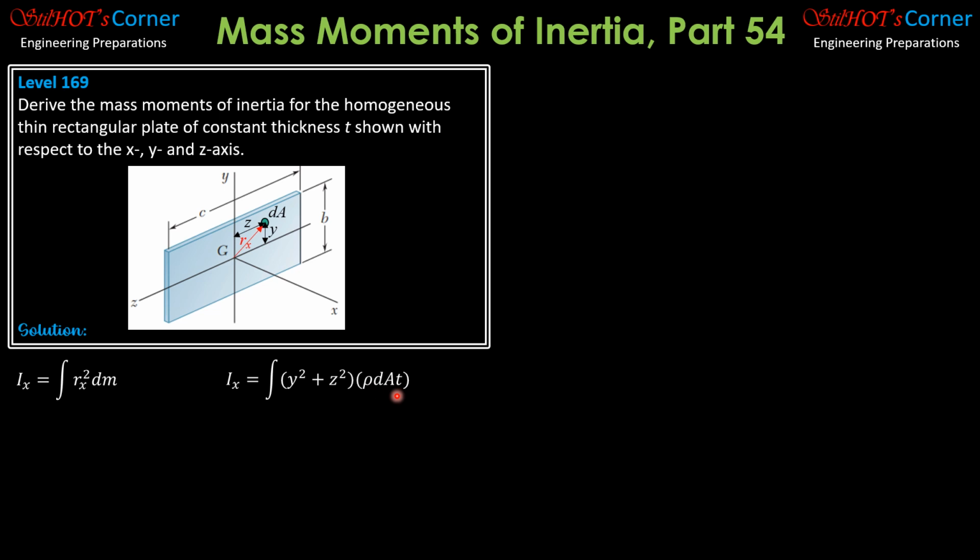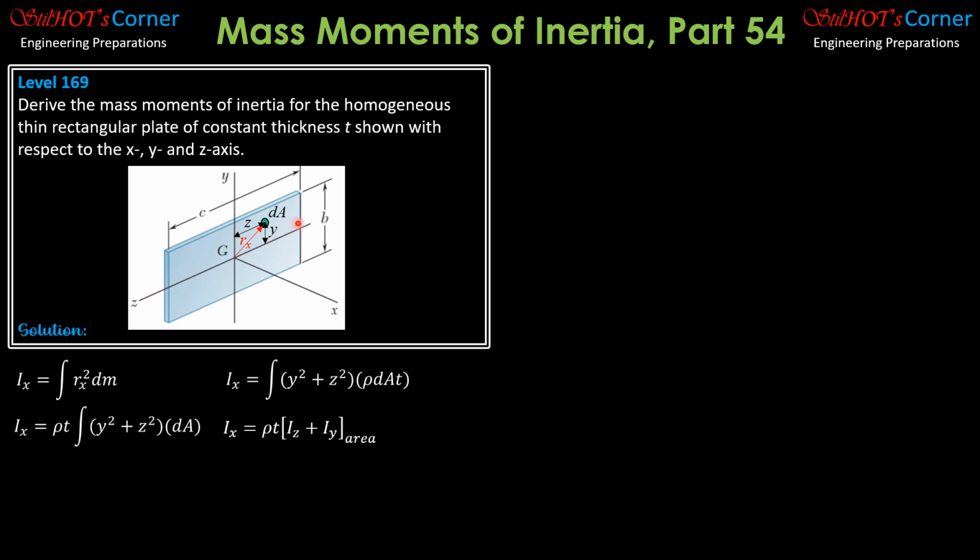So putting density and T, the constants, before the integral sign, we have Ix equals density times T times the integral of quantity y squared plus z squared dA. If we expand, the integral of y squared dA is Iz, and the integral of z squared dA, where z is the distance of dA from the y-axis, is Iy. So Ix equals rho times thickness times Iz plus Iy of area. In short, Iz plus Iy of area is also the polar moment of inertia of area, which is with respect to the x-axis through the center of gravity, J of area.